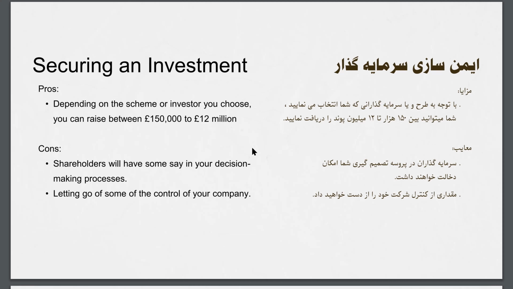So back to the Shark Tank or Dragon's Den example, if you're getting an investment from a loan shark for a certain percentage of equity in your company until that loan is paid back.